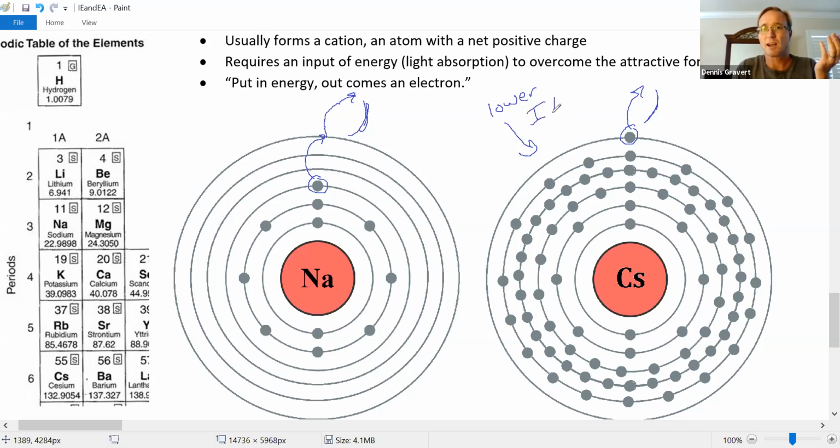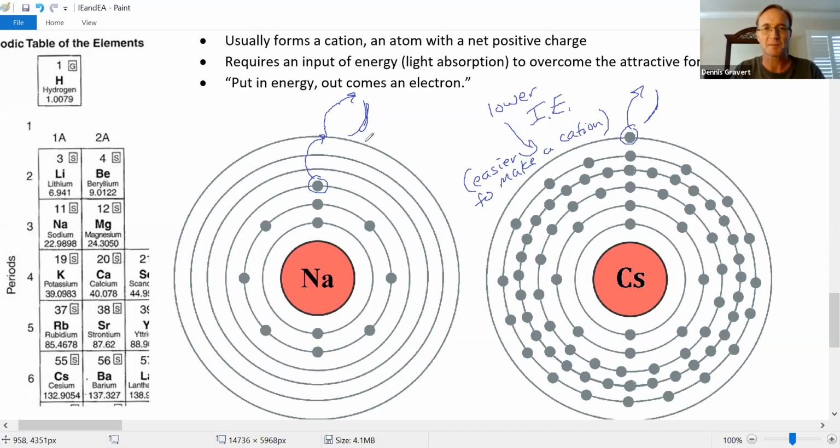Can I abbreviate ionization energy as EI, meaning it's easier to make a cation? A positively charged atom. Yeah, so that's the answer. You have more shells to overcome, a greater distance.